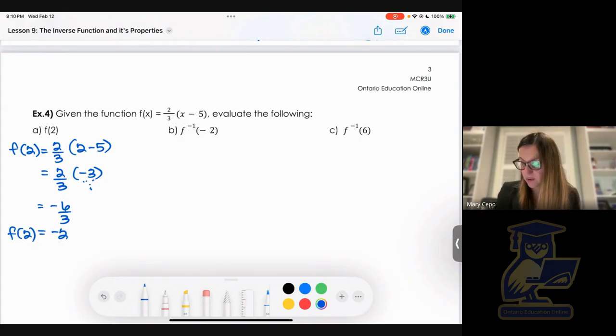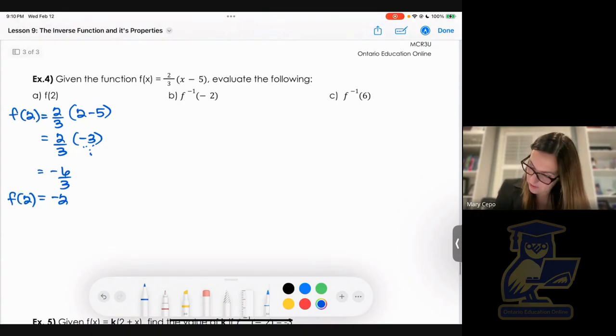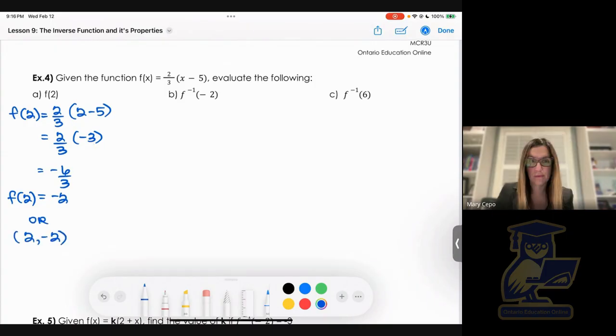Okay, so when the input is 2, the output is negative 2. Or we can say 2 and negative 2. Okay, looking at B, we're asked to find f inverse at negative 2. So in order to do that, we need to have the inverse function. So we're going to use our algebraic skills to take f of x equals 2 over 3x minus 5 and determine the inverse using the proper steps.